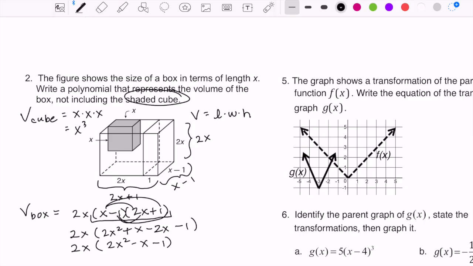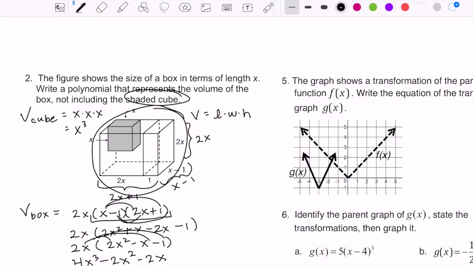So I'm going to combine like terms with those x's. Now I'm going to distribute that in. So I get 4x cubed minus 2x squared minus 2x. So that's the volume of the entire box right there. But it said to take out the volume of the cube. And we already got the volume of the cube.